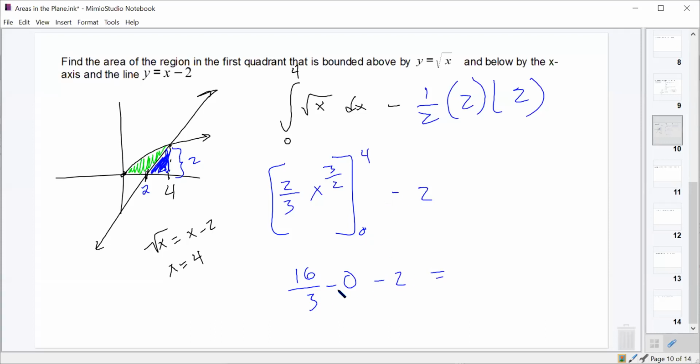2. And 16/3 minus 2 ought to be 10/3. Good or no? Any questions on that?